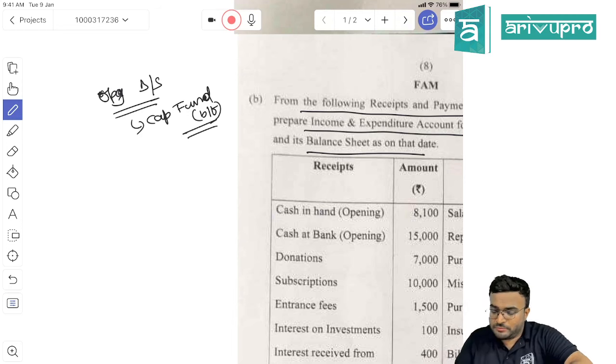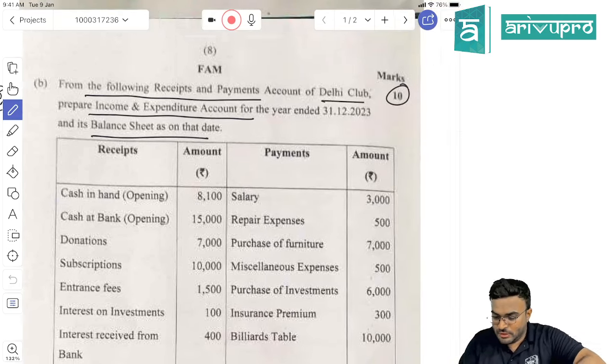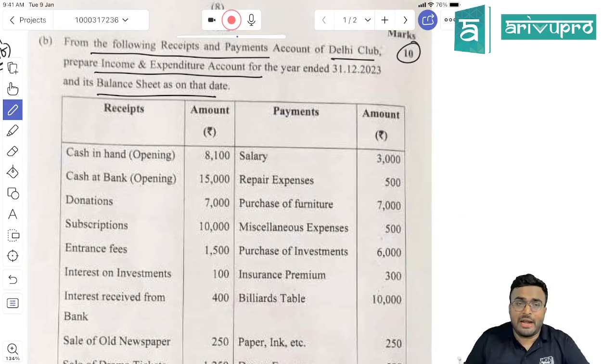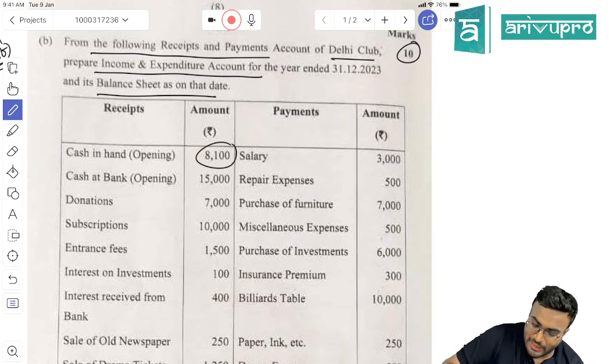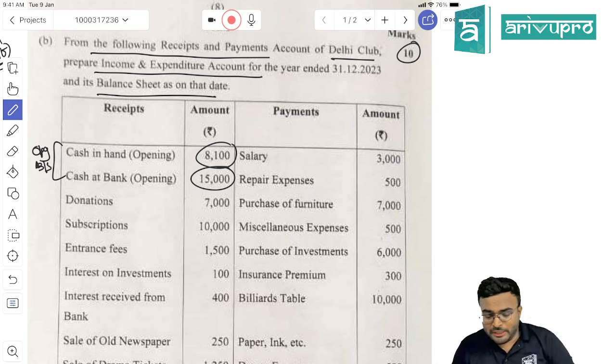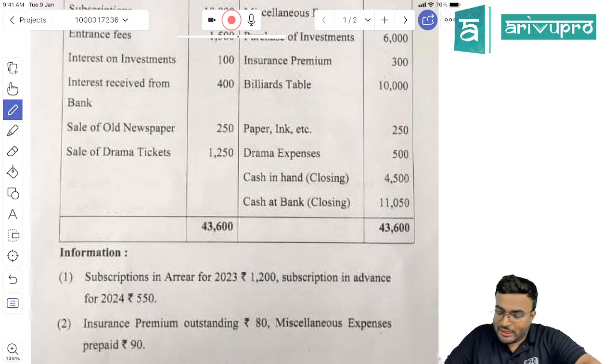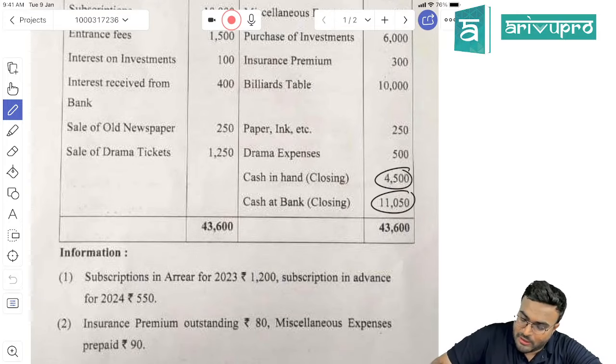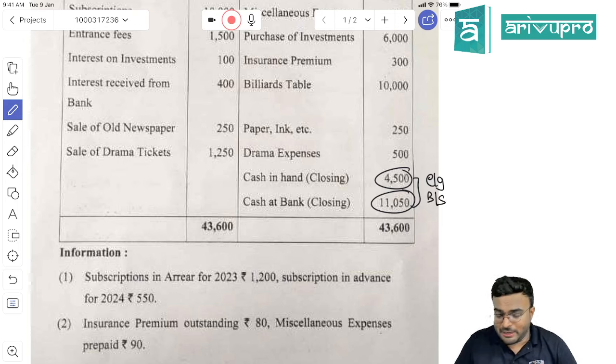Now, have a look at this. Cash in hand opening and cash at bank opening, both will go into the opening balance sheet. And then cash in hand closing and cash at bank closing, both will go to the closing balance sheet.